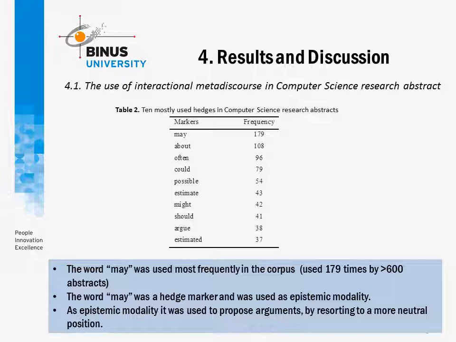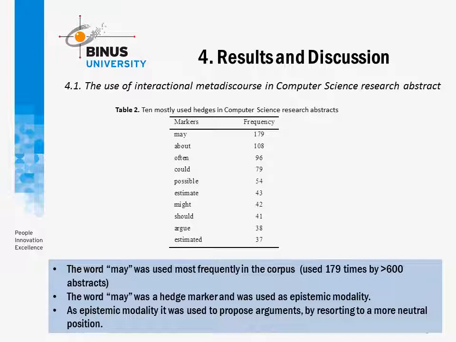In this table, the use of each marker was shown in terms of frequency of use, and the most frequently used marker was may, and it was used 179 times throughout the corpus, whereas the least used marker was estimated, that was used 37 times throughout the corpus. These results showed that the word may was used most frequently in the corpus, and it was used by more than 600 abstracts from 970 abstracts.